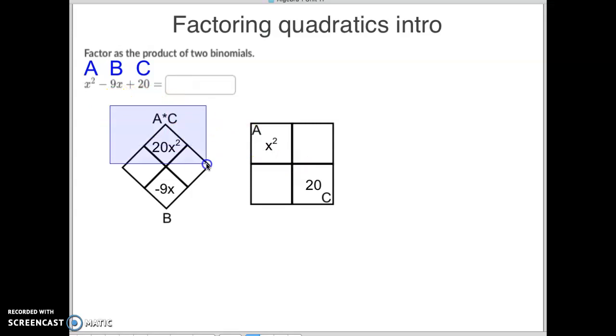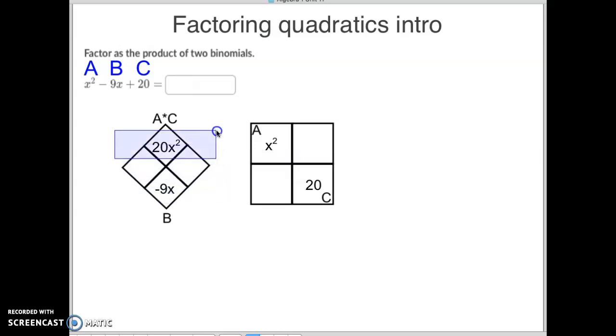You have been doing diamond problems for quite some time, and they've been preparing you for this moment in order to factor quadratics. You need to think of two numbers right here that will multiply together and will equal 20x squared, but at the same time, when you add them together, will equal negative 9x.